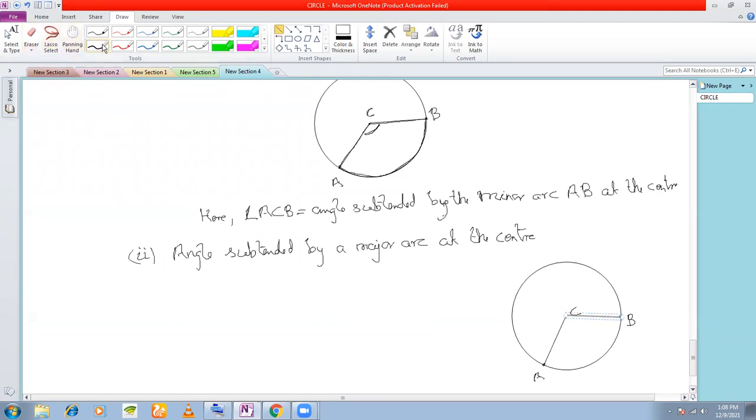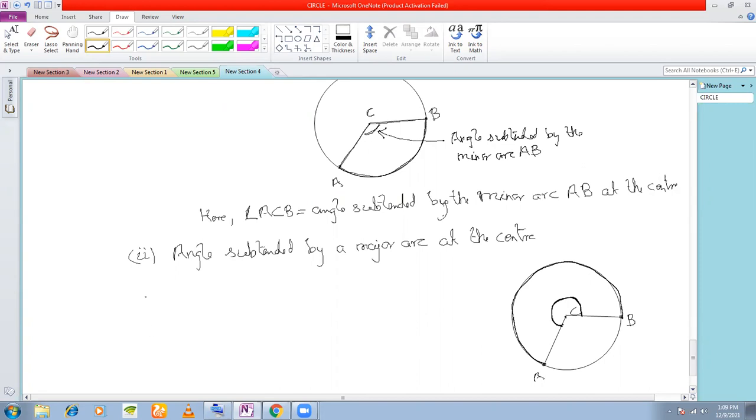Above, what did I tell you? In the above definition, I told you this angle here was the angle subtended by the minor arc AB, right? Now we'll see what is the angle subtended by the major arc. First of all, identify the major arc. Which one is the major arc? This one, right? Are we in agreement? This is the major arc. Yes, sir. Now, if you see this angle here, this angle is subtended by the major arc at the center.